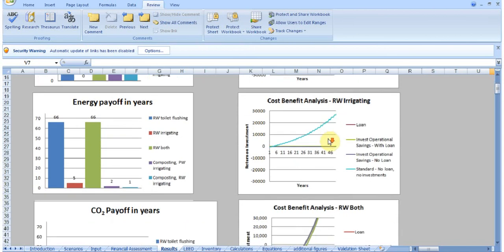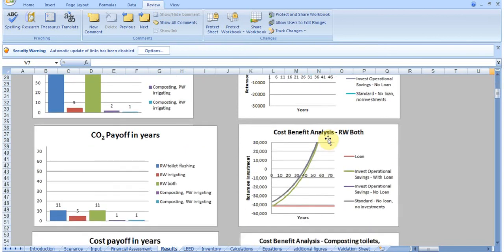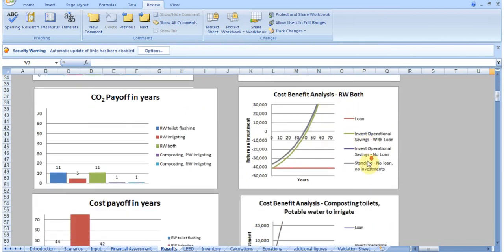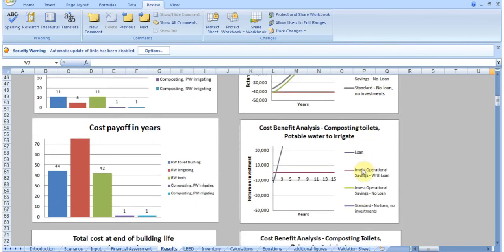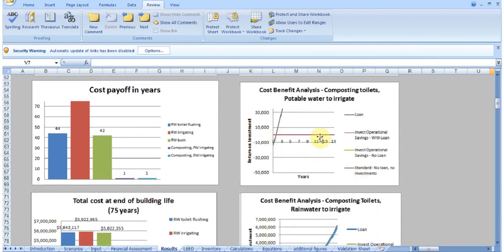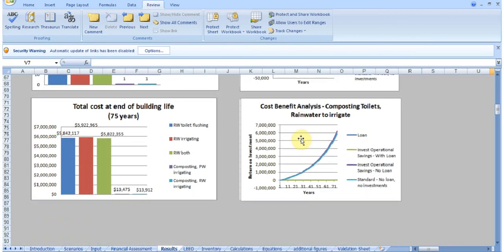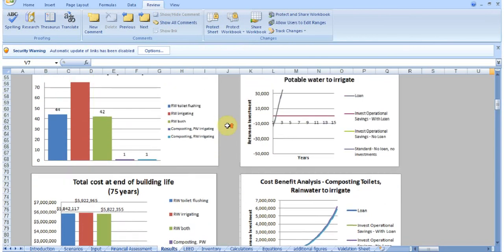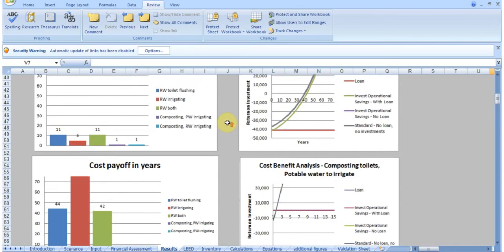Each graph can be analyzed to see when each situation would pay for itself. This is when it crosses the x-axis. On this graph, it can be seen that this pays back within the range of 1 to 3 years. The other graphs can be analyzed similarly in order to make the best decision.